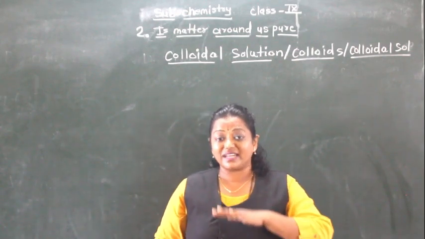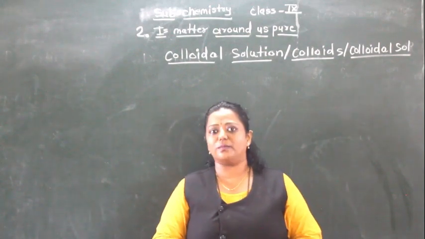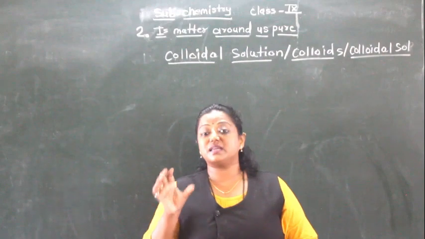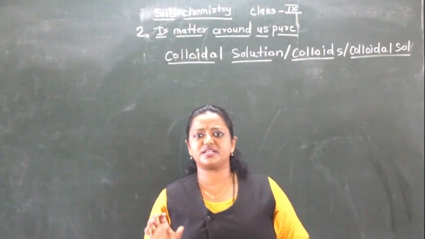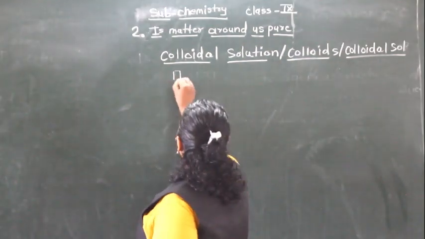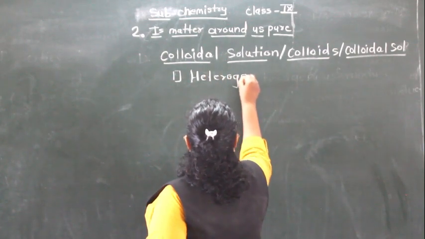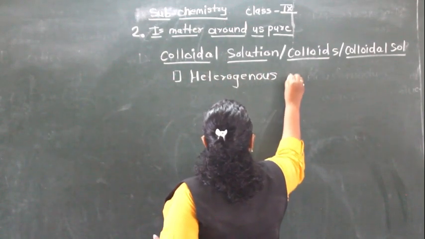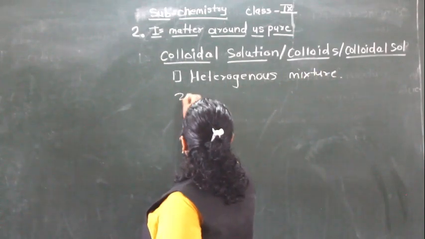The particles are spread throughout the solution uniformly. Understood? So it seems a uniform solution, but it is a heterogeneous mixture. So the first point related to the colloidal solution is that it is a heterogeneous mixture. This is the first point related to colloidal solution.